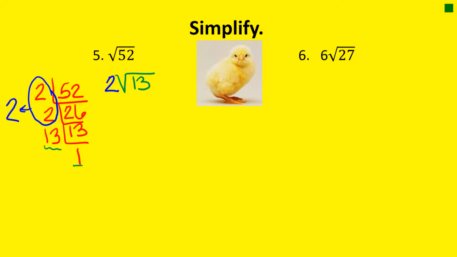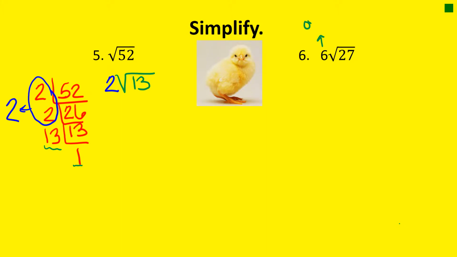Now, if I squared that to see if I got 52, that would be 2 squared, which would be 4. The square root of 13 squared is 13, and that does equal 52. You don't have to do that. I'm just letting you know. Look at him. He's going, what? Do I have to do that? No.